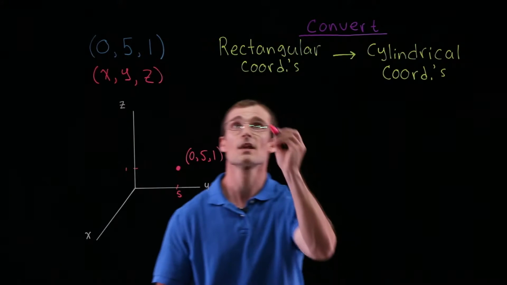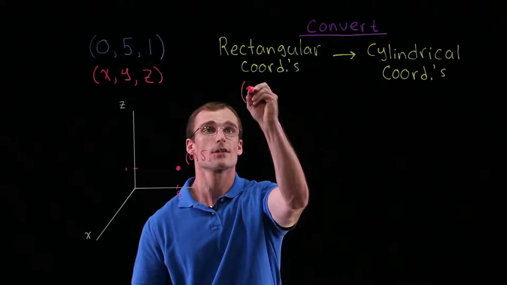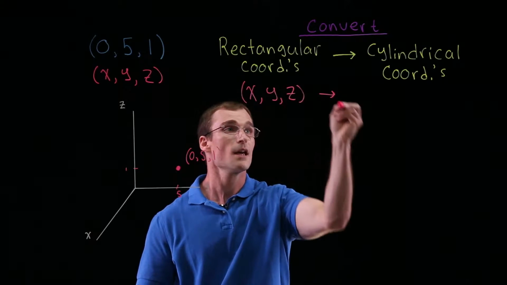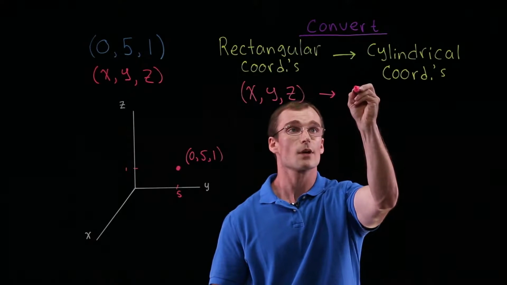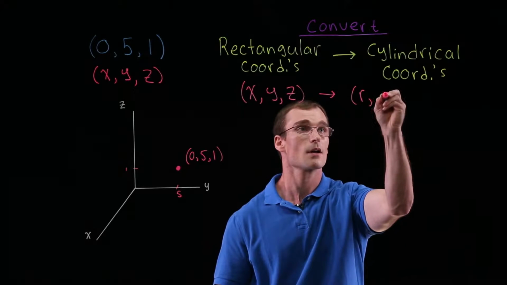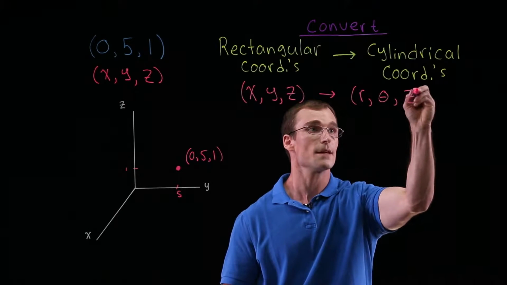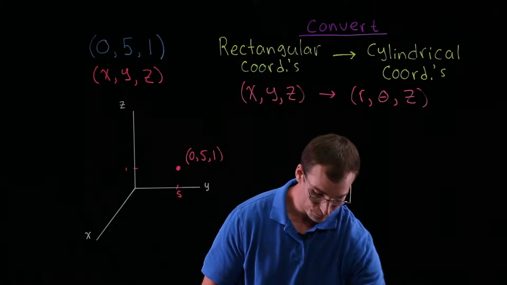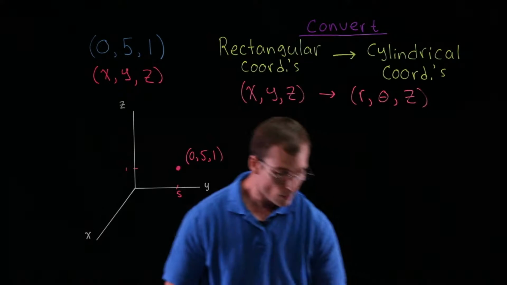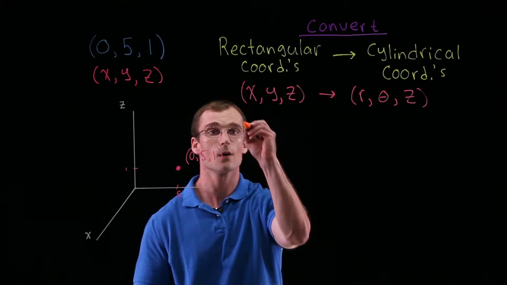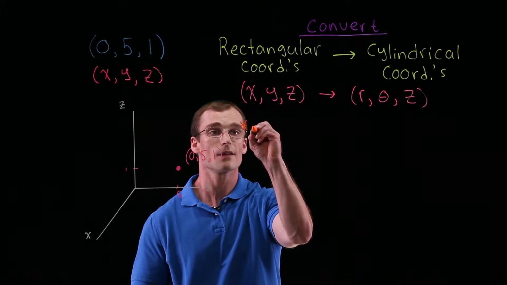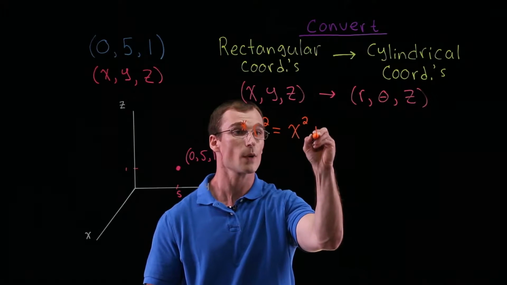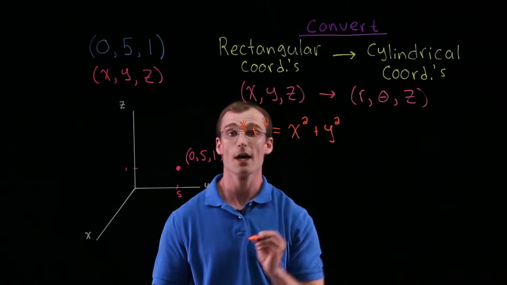Now what we want again is to go from rectangular coordinates, which are in terms of x, y, and z, and convert that to cylindrical coordinates, so in terms of r, theta, and z. To do that, we're going to use some of our conversion equations. So what do we know? Well, we know that r squared is equal to x squared plus y squared.